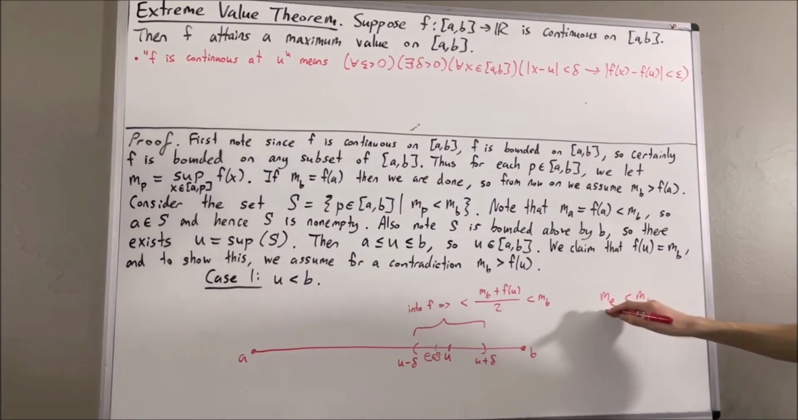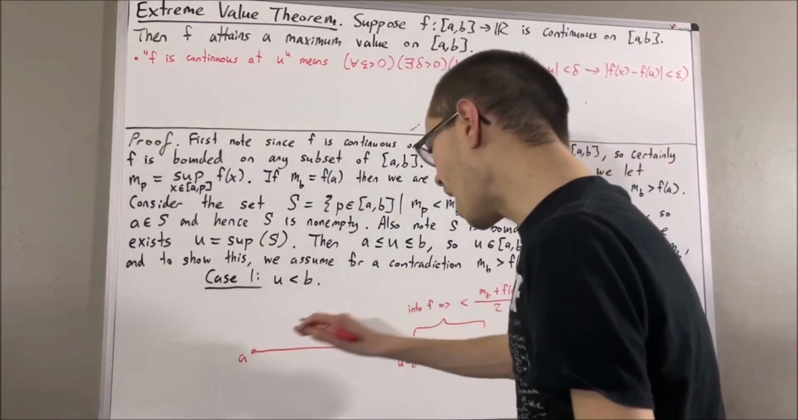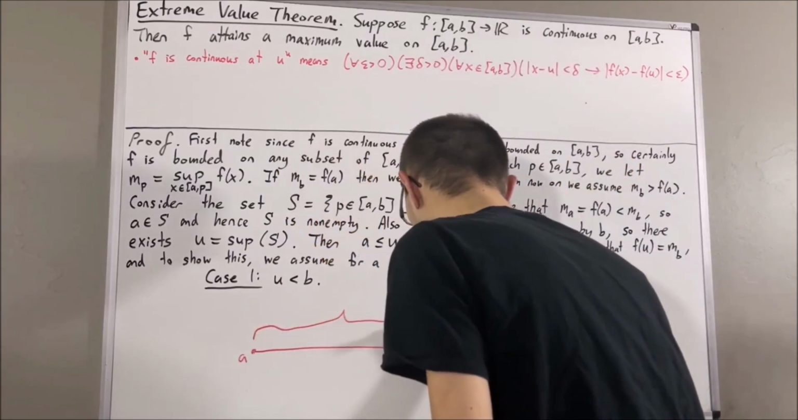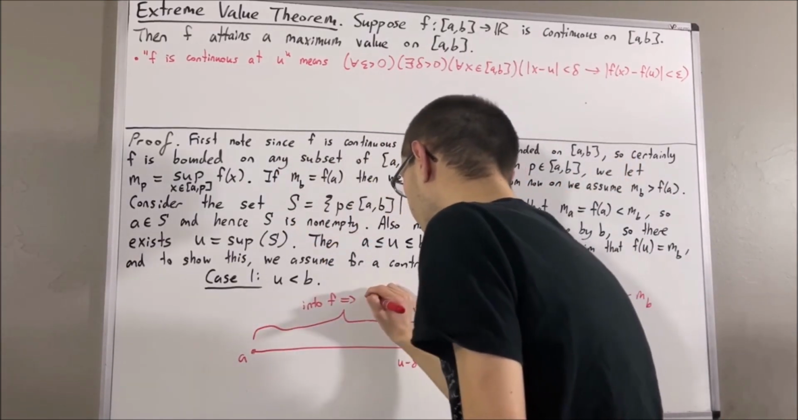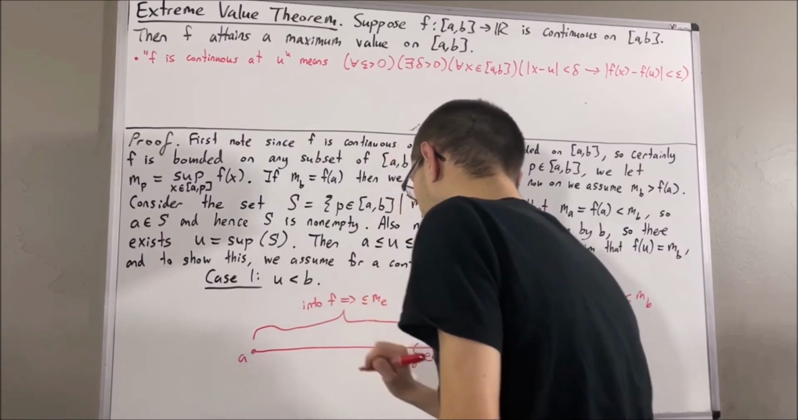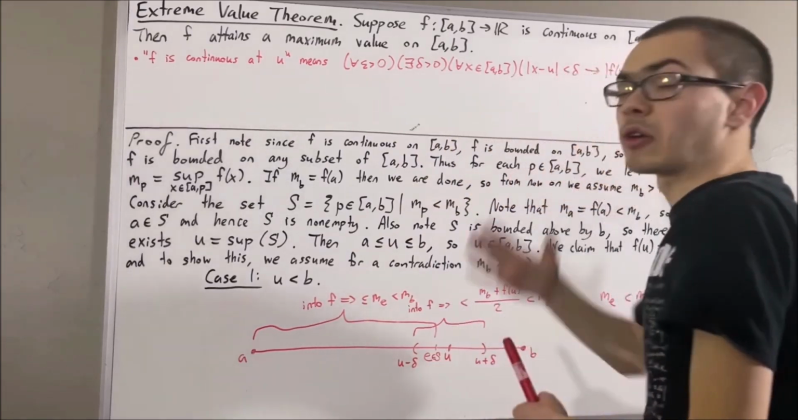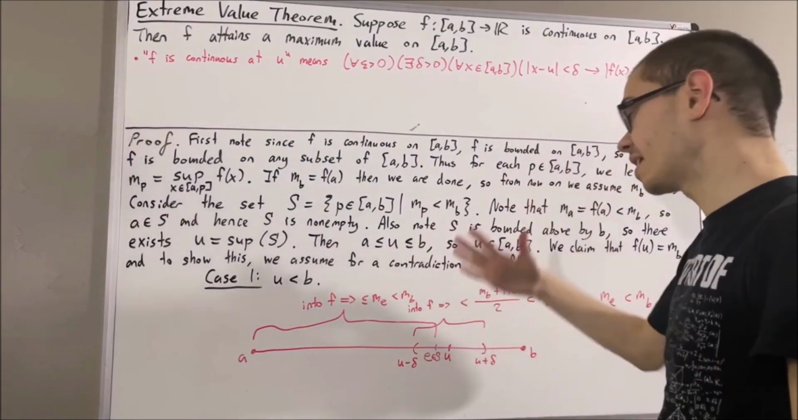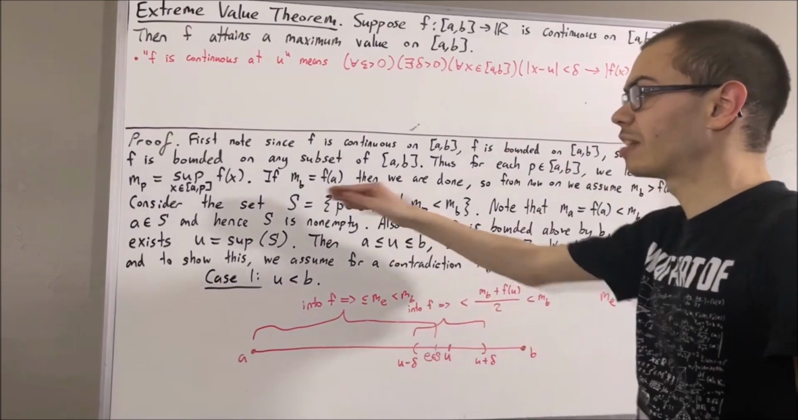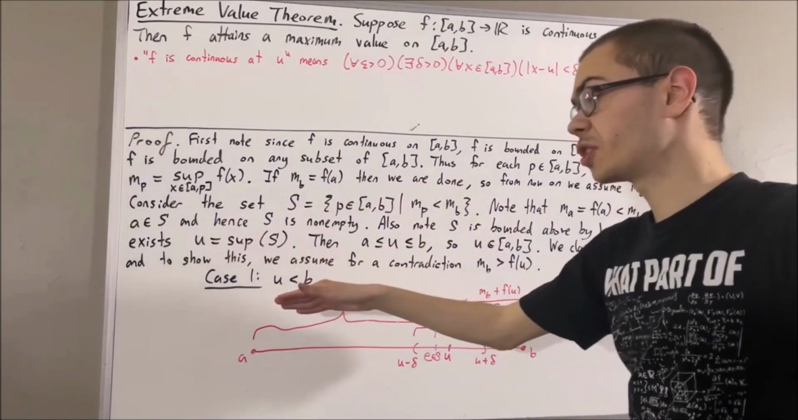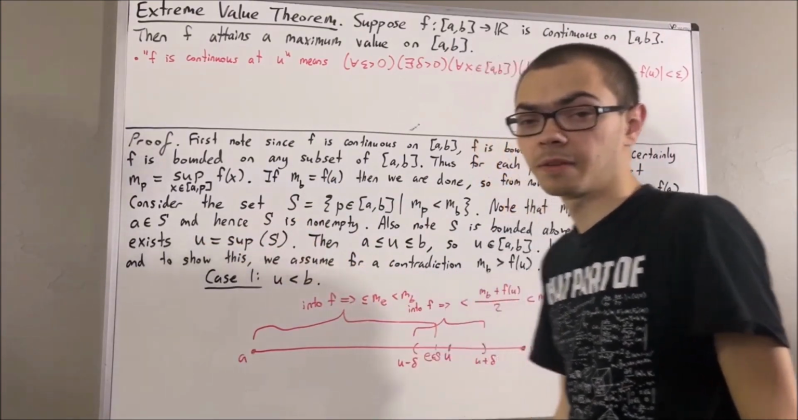So then what is that telling us? Well, if we take any element from A to E and send it into the function F, the output value is going to be less than ME, and let's note that's less than MB. Now to reach a contradiction, the idea is we can find an element in S that is bigger than U, but that'll contradict the fact that U is an upper bound of S.